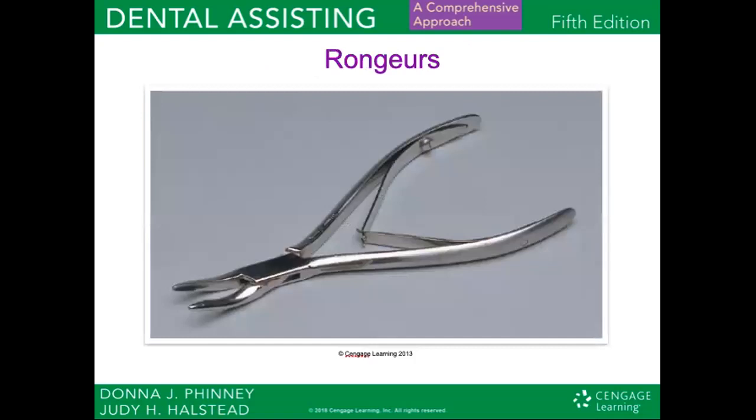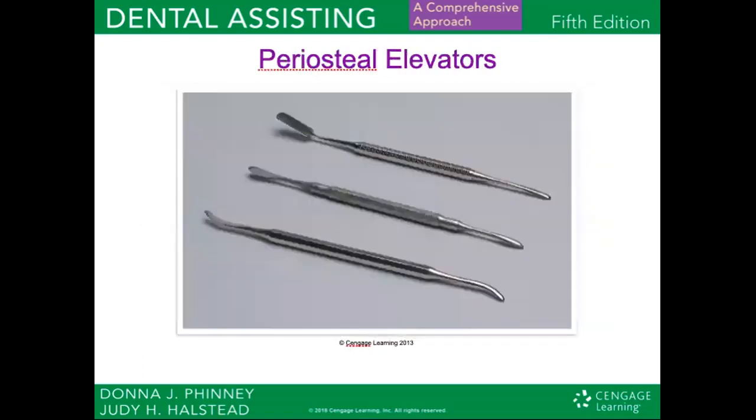Rongeurs are hinged forceps used to trim and shape the alveolar bone after the extractions. They are available in a variety of shapes and sizes. Periosteal elevators are used to detach the periosteum and gingival tissues from around the tooth prior to the use of extraction forceps. They are also used to lift the mucoperiosteum from the bone.